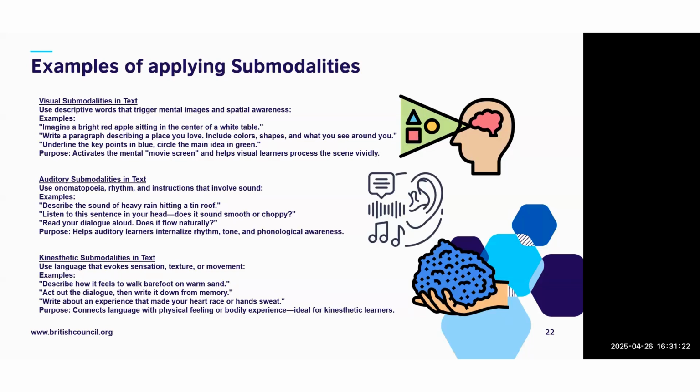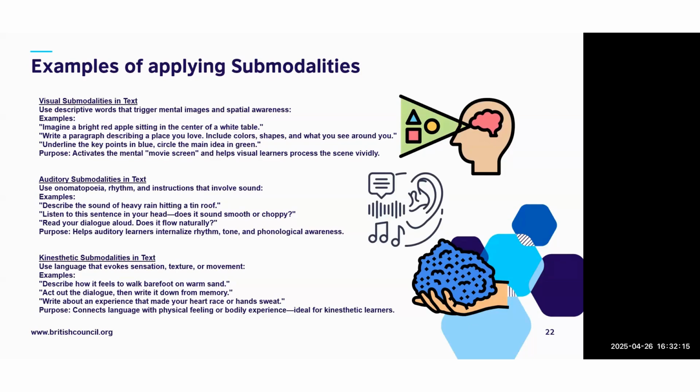So for example, you have the sentence, imagine a bright red apple sitting in the center of a white table. Anyone who has this visual submodality would immediately picture this and would be interested, because the person can actually see this, the adjectives you have used to describe what you were saying in the sentence, because you have used a lot of colors, you've used adjectives that refer to space. The purpose of this really is just to activate the mental movie screen that helps visual learners process scenes vividly. Vividness is very important for those whose strongest submodality is their vision.